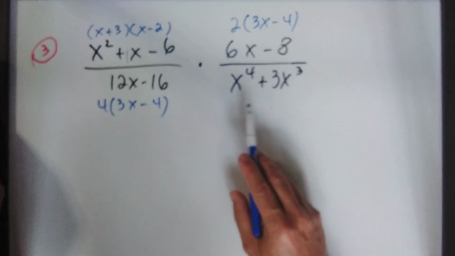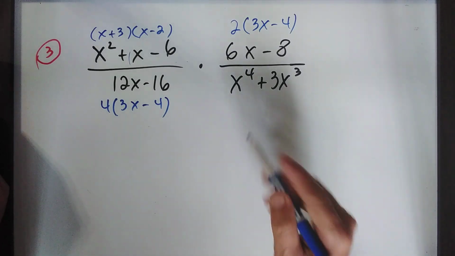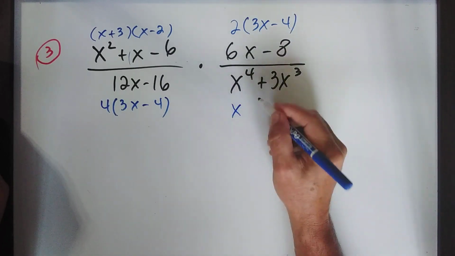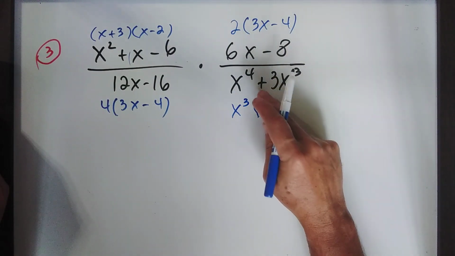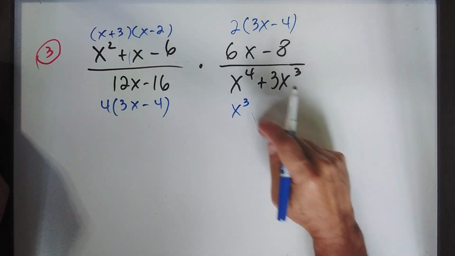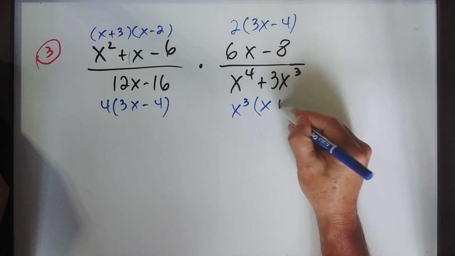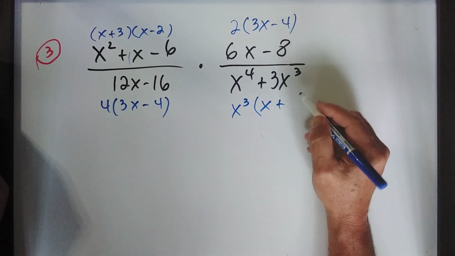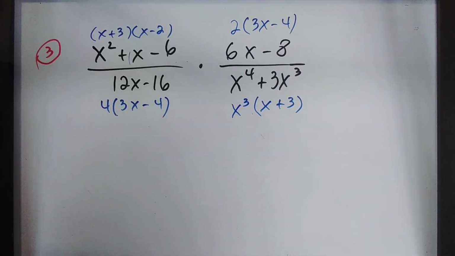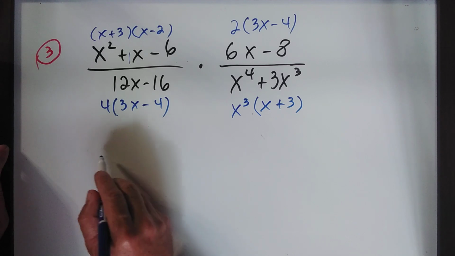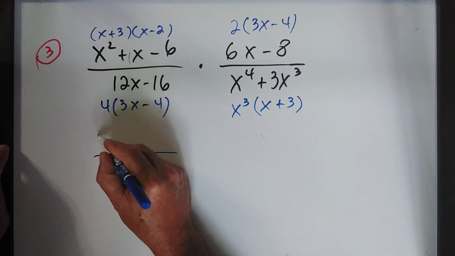And then over here, what is the GCF for these two? X is common to both. Don't forget to always choose the smallest exponent between the two given. So what's going to go inside the parentheses? X to the third times what gives you x to the fourth? That'd be x. Plus x to the third times what gives you 3x to the third? That has to be 3. That's it.